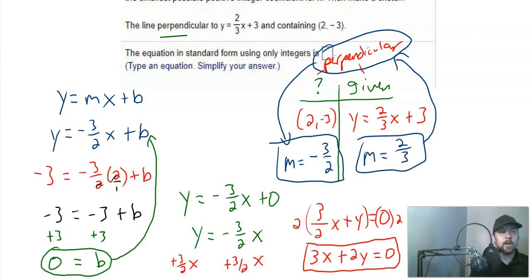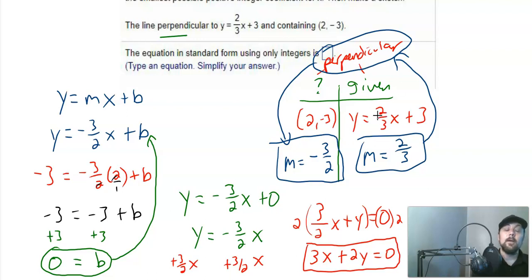Okay, so here is the work on this problem. I'm sorry, it's kind of a mess. So we start over here on the right-hand side by setting up the table, writing in the information that's given, 2 comma negative 3 for the line we're looking for the equation of. Y equals 2/3 x plus 3 for the line we're given the equation of, and that the 2 lines are perpendicular.